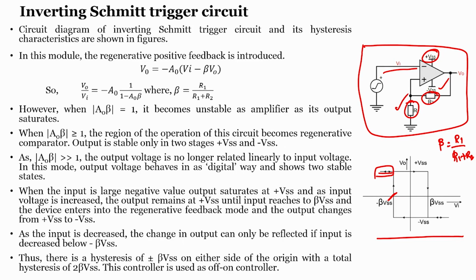So, it will always shift from plus VSS to minus VSS, or from minus VSS to plus VSS, but that depends upon two thresholds. That threshold entirely depends upon the beta value and plus VCC and minus VCC, which are nothing but the power supplies that we are giving to an op amp to operate it.